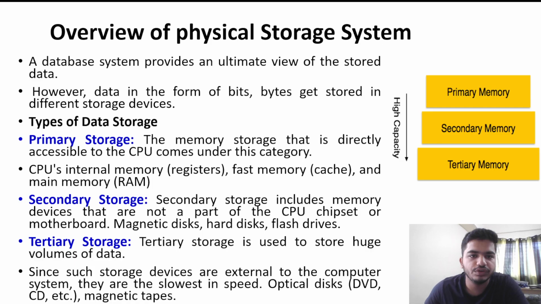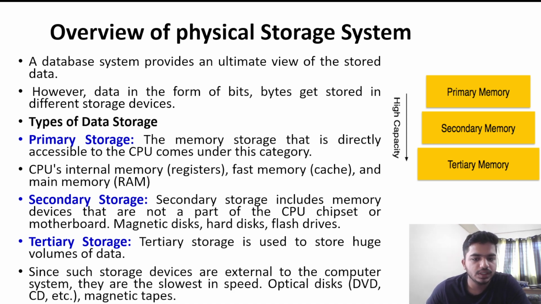First, let us take an overview of physical storage systems. Basically, a database system provides three types of data storage: primary storage, secondary storage, and tertiary storage. In primary storage, the data is directly accessible to the CPU, including CPU internal memory registers, fast memory, and cache memory. Secondary storage includes memory devices that are not part of the CPU chipset or motherboard, such as magnetic disk, hard disk, and flash drives.